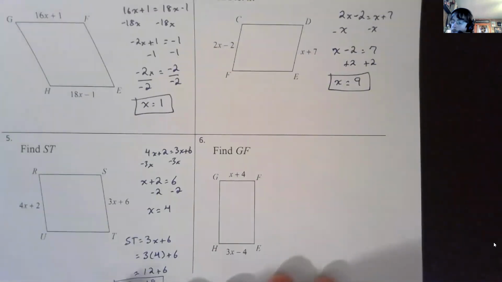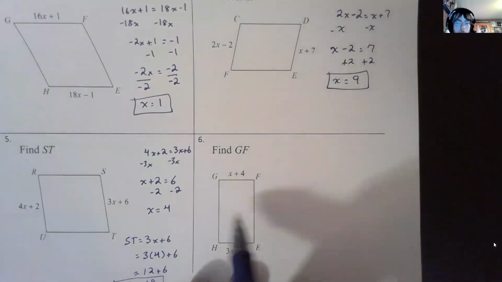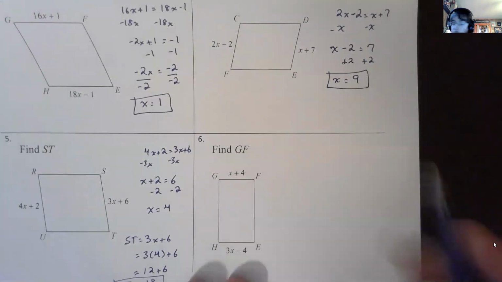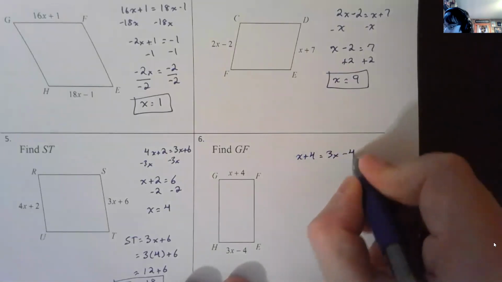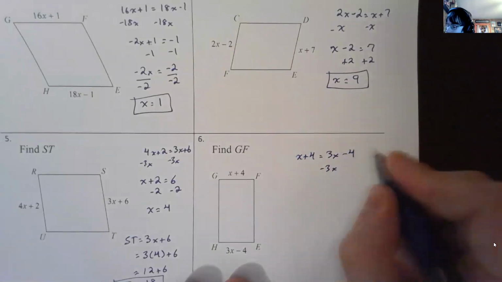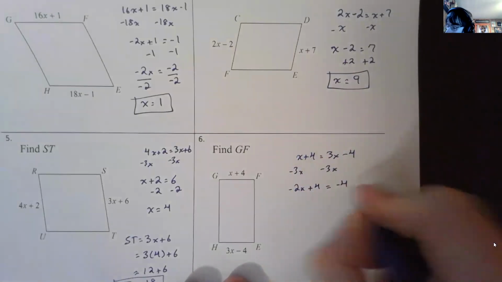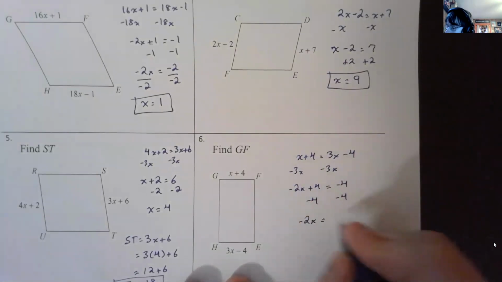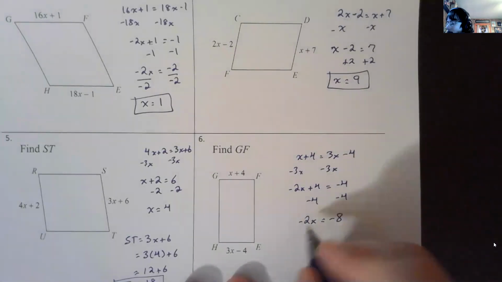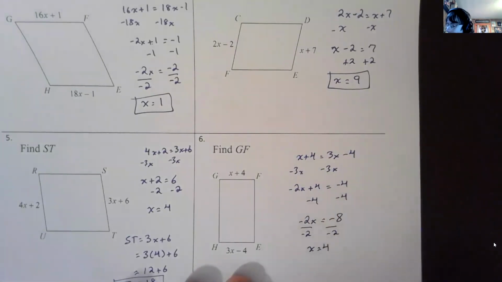And finally, number 6, find GF. So once we find x, we're going to have to plug x into GF. We see that these are opposite sides, so they must be congruent. So x plus 4 equals 3x minus 4. Subtract 3x from both sides, and we get negative 2x plus 4 is equal to negative 4. Subtract 4 from both sides, and we get negative 2x is equal to negative 8. Divide both sides by negative 2, and we get that x is equal to 4.